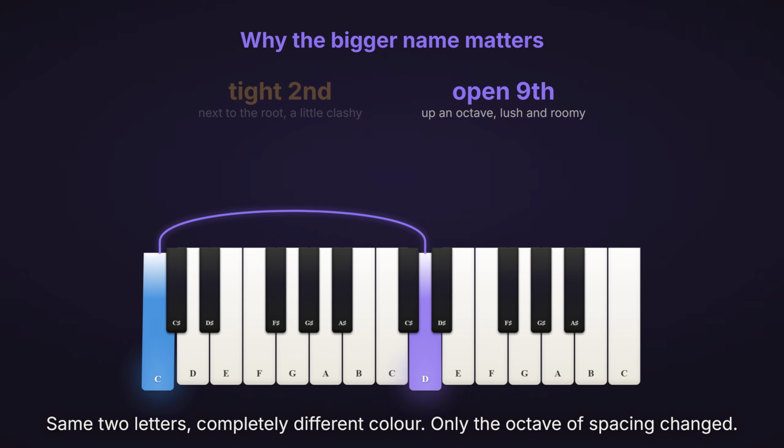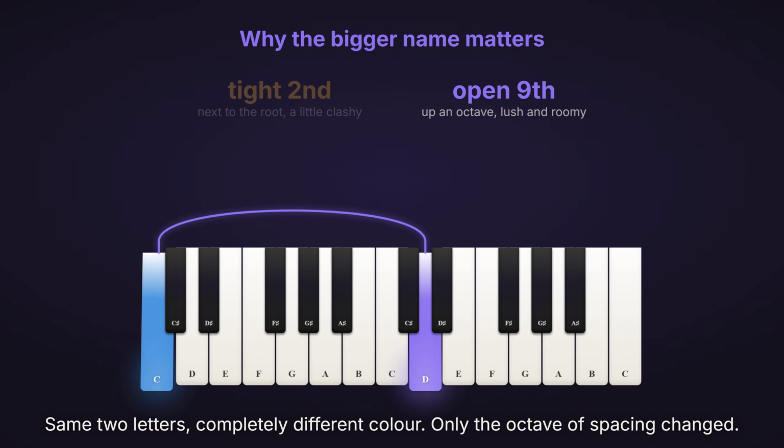This is why a composer bothers to write a ninth instead of a second. The bigger number is the composer telling you the spread out, brighter version is the one they want, not the tight, clashing one.